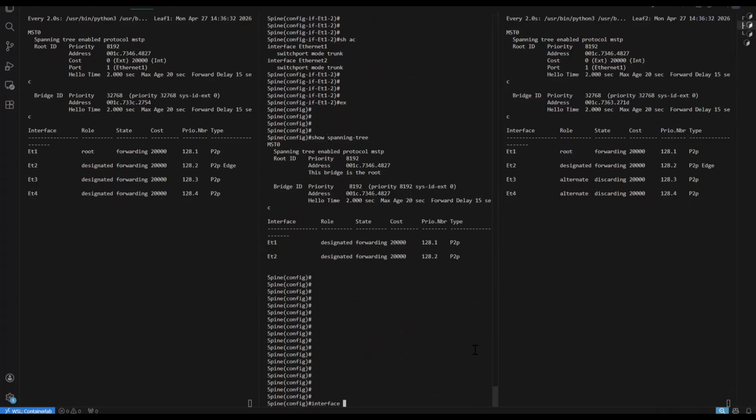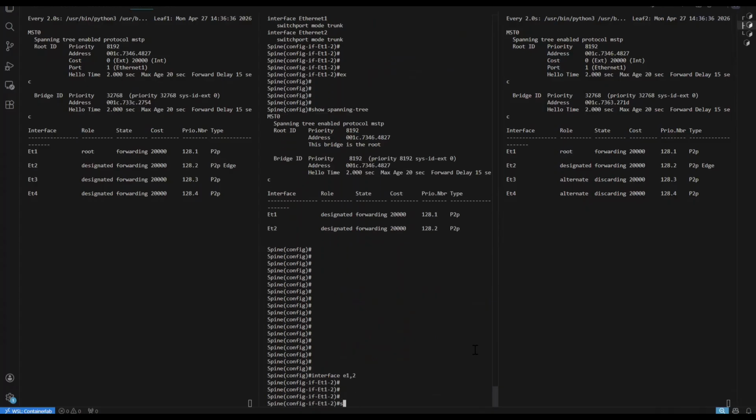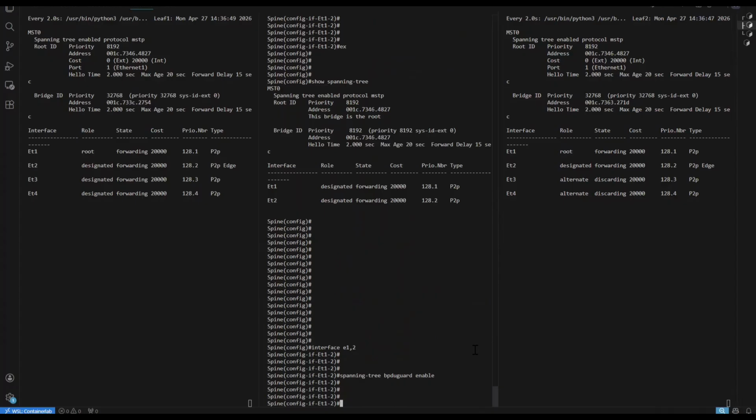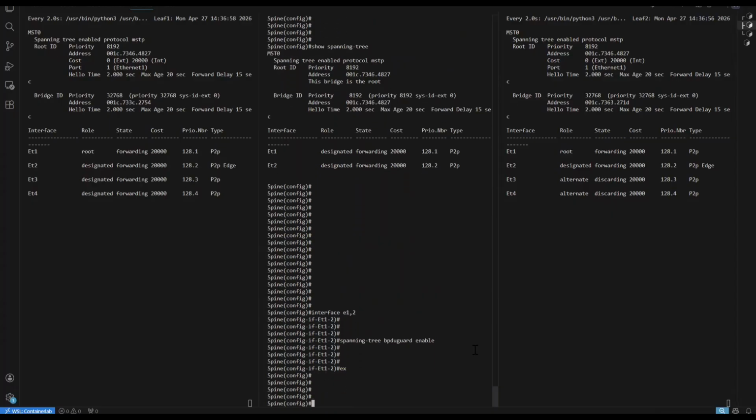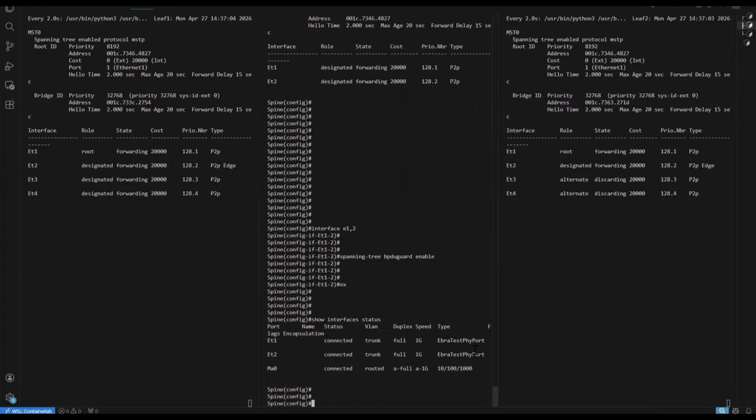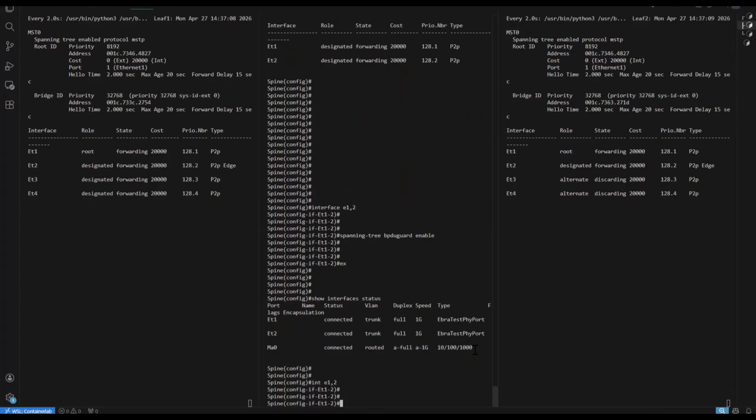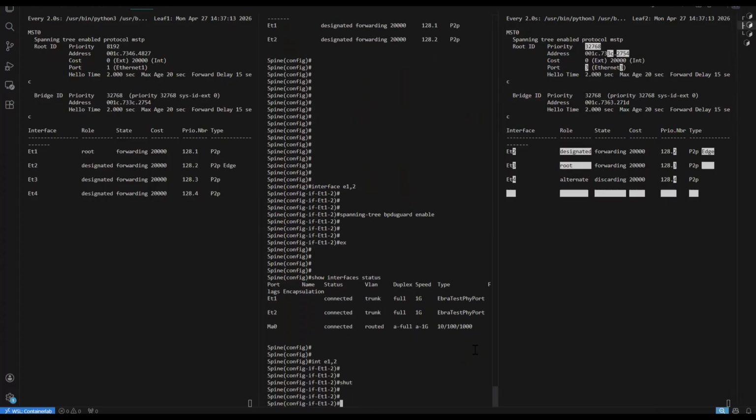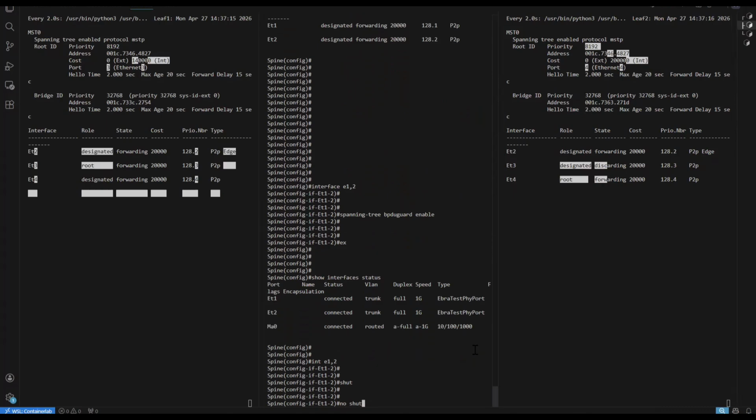Okay, now let me do it again. Ethernet 1 and 2, spanning tree BPDU guard enable. So now I have enabled BPDU guard on Ethernet 1 and 2 on the spine. We'll see what is happening now. Just a minute. I think I understood what is happening. I have to shut down the interface and now no shut, because before the interface was shut, now no shut.